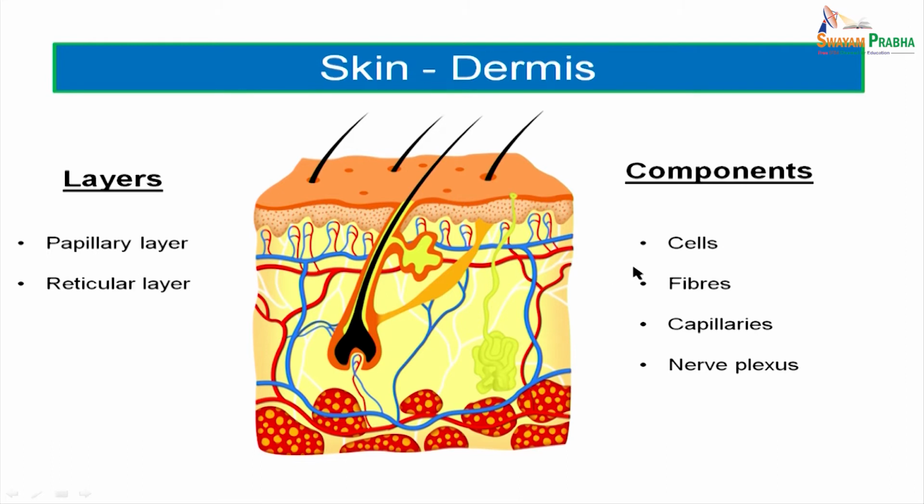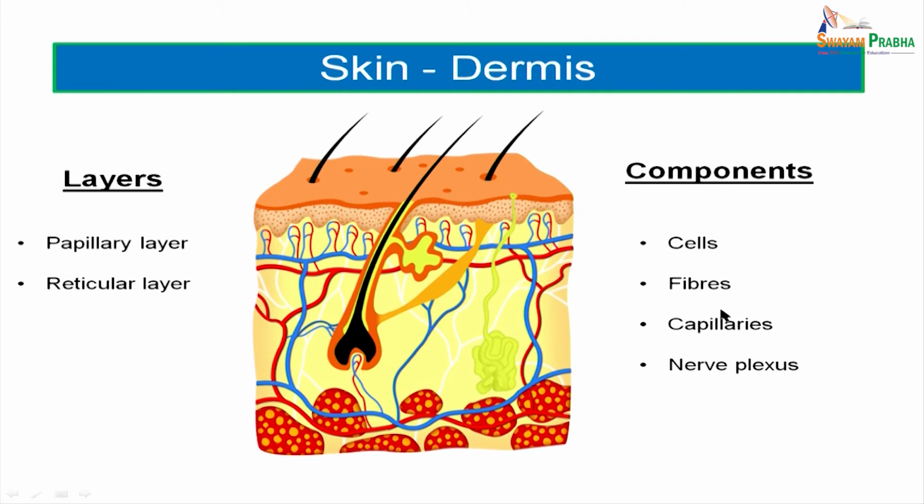So, what does the dermis comprise of? It has cells, that is the connective tissue cells, which include the lymphocytes, the eosinophils, WBCs, etc. The fibers, that is the collagen fibers, elastic fibers and reticular fibers.